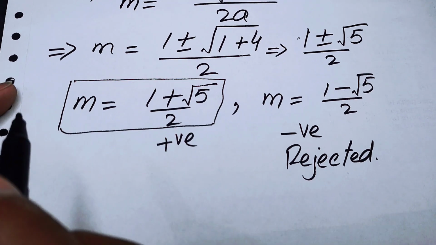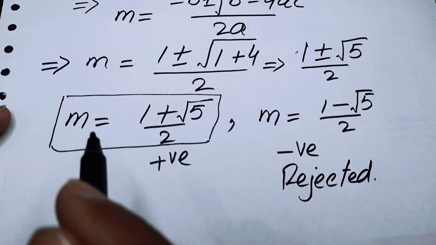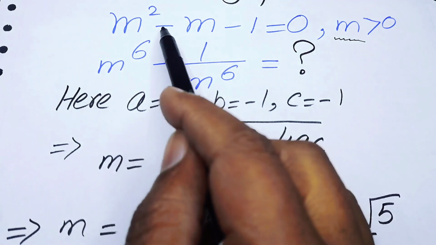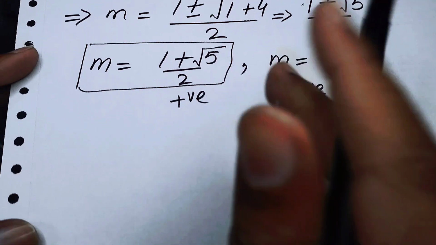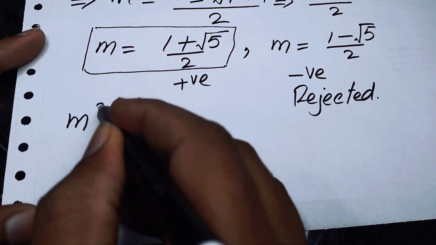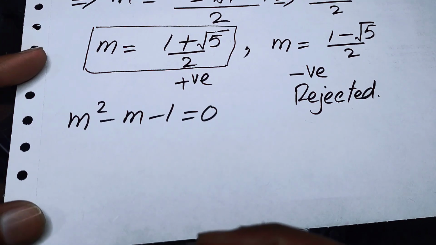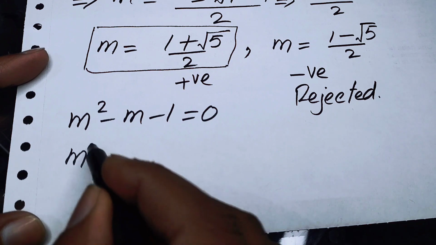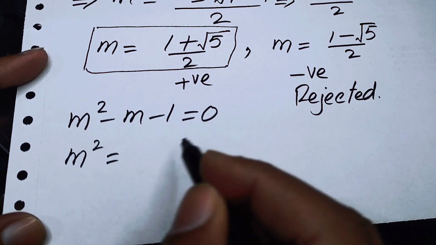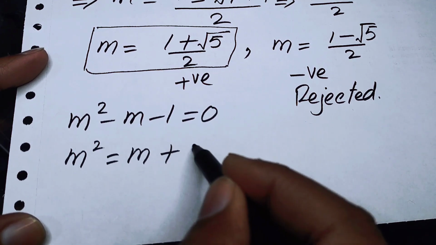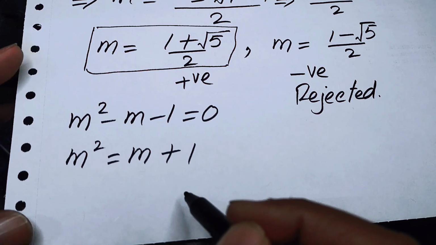The next thing we are going to do is take the question statement, m square minus m minus 1 is equal to 0, and I can copy it and write it as m square minus m minus 1 is equal to 0. Now I can separate m square and take all the other terms to the right hand side, so it becomes m square is equal to m plus 1.